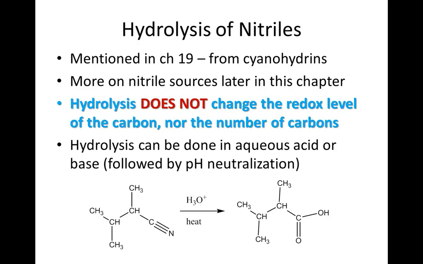But at this portion, we're interested in turning nitriles by hydrolysis into carboxylic acids. And hydrolysis does not change the redox level of the carbon, and it's also not changing the number of carbons. It's just changing the state of the carbon in question. So when we add aqueous acid and heat it up for a while, then we can hydrolyze this nitrile to the carboxylic acid. Now when you do this in acid, your other product is ammonium ion, and a free acid is produced directly.